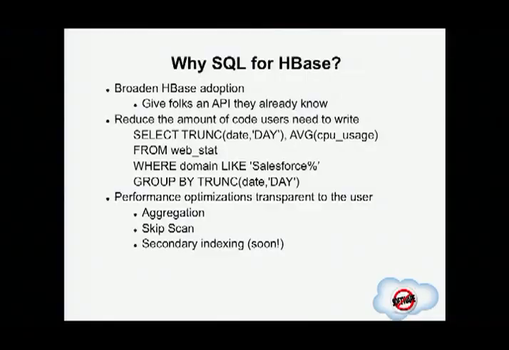A third example of a performance optimization would be creating a secondary index. This is something that we're adding. It'll be available within the next month or so. Essentially, you'll issue a create index DDL statement, and Phoenix will take your main data table and maintain a secondary index table from it. Then when you issue your regular query, Phoenix will decide with its query planner whether it should use the data table or the index table. So that's a good example of how performance can improve transparent to the user.